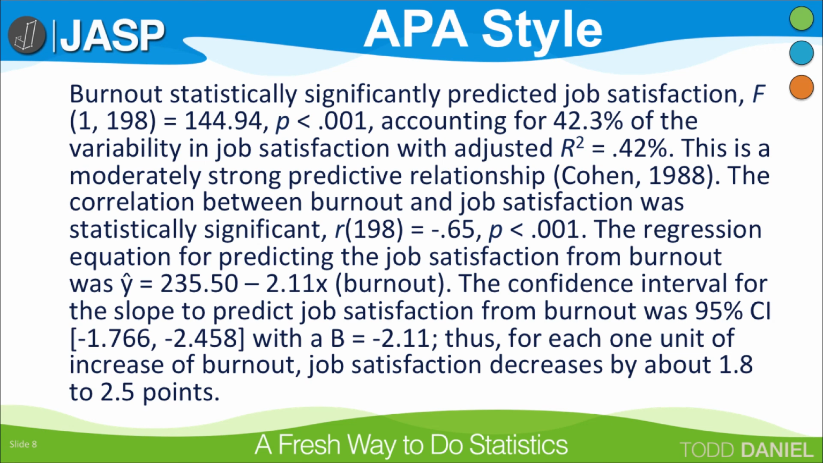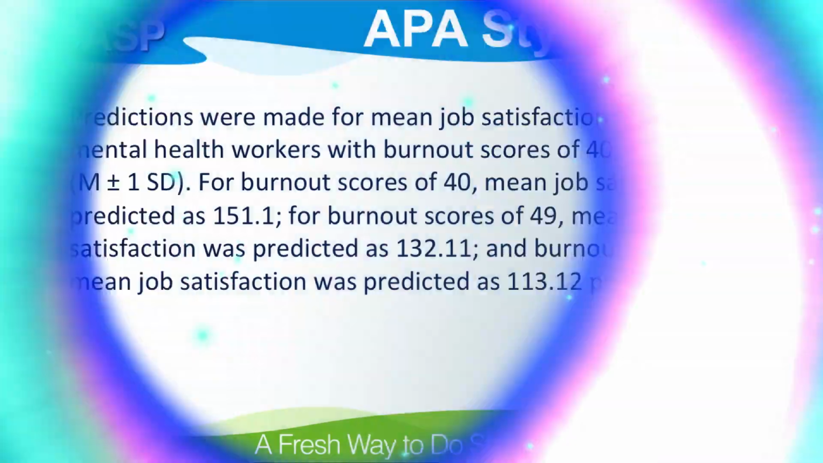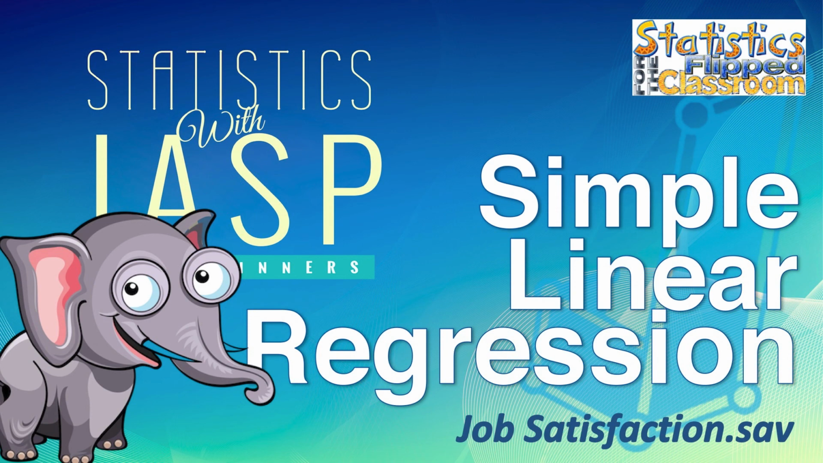Finally, because we did this as part of our in-class study, I wrote up the results from our predictions. You would not typically do this for a journal article. I reported only the valid predictions, not that speculative prediction of 120. And that is how you conduct and report in APA style a simple linear regression using JASP.